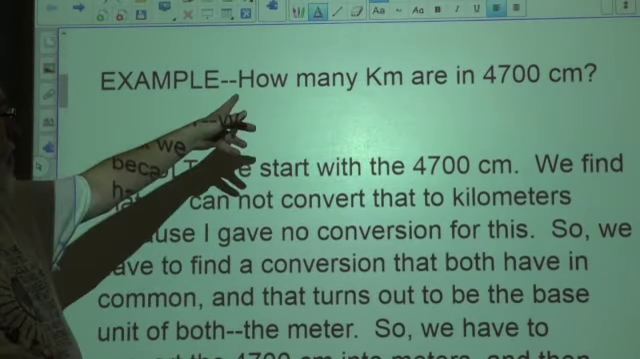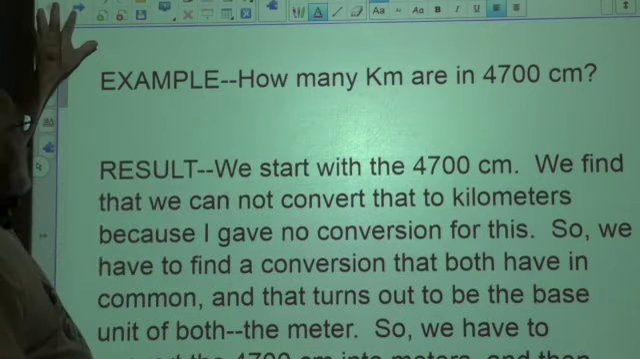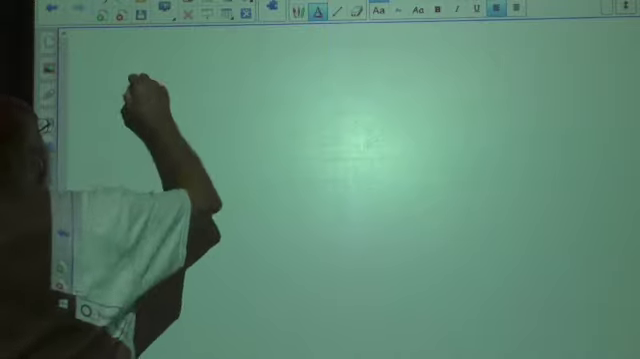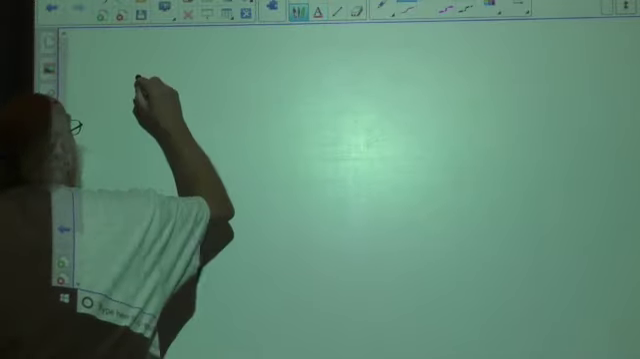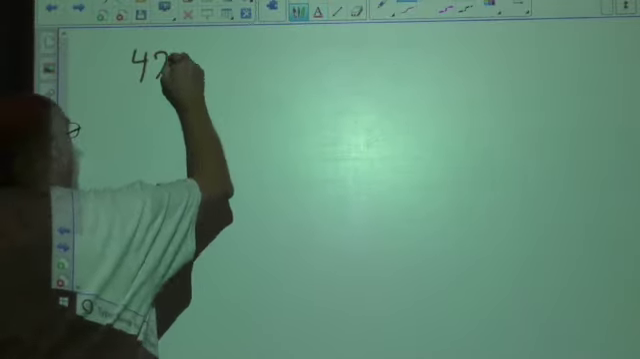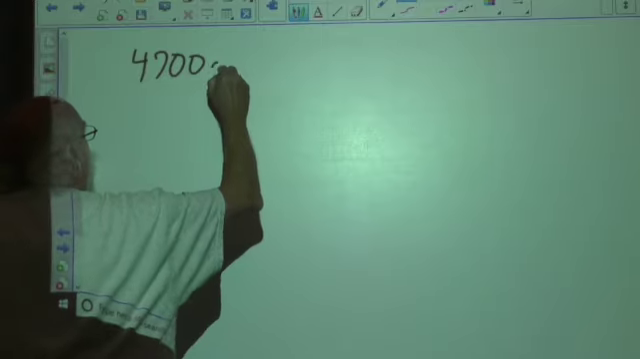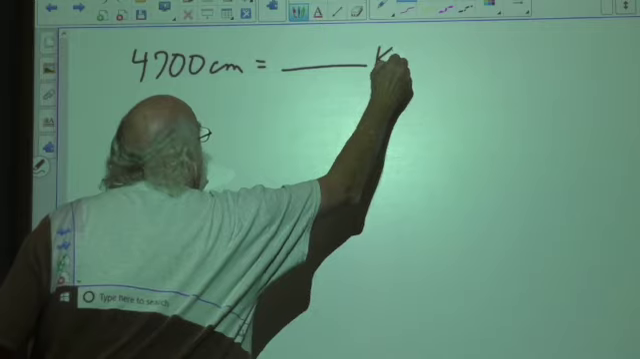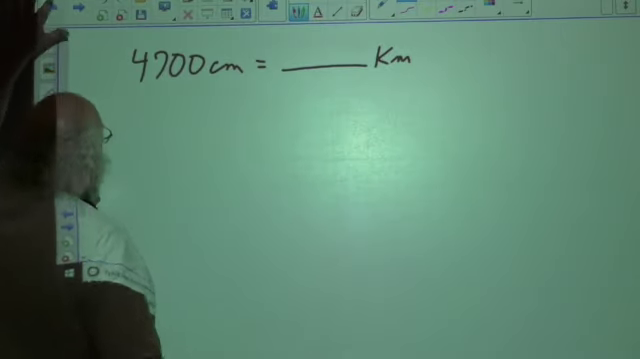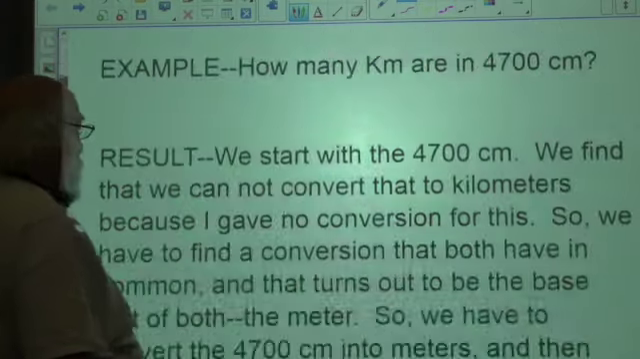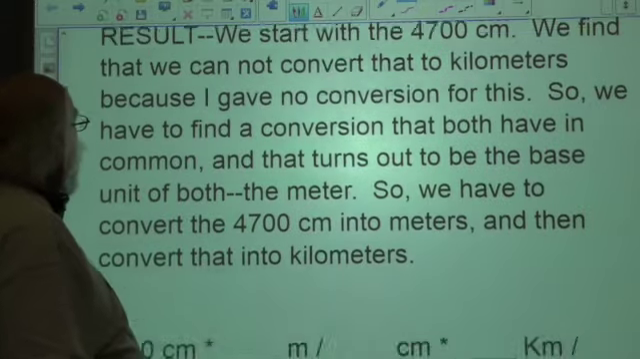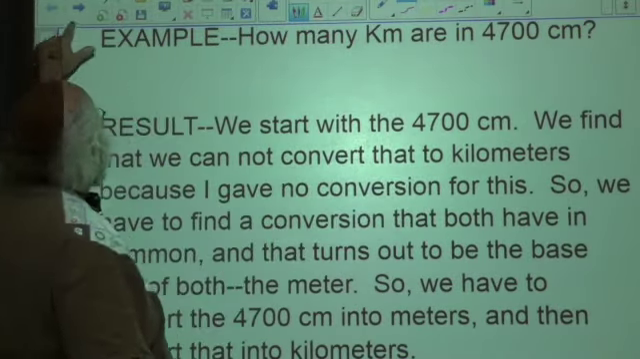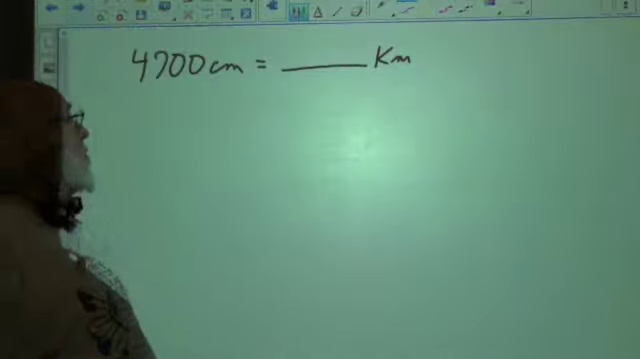First question is, how many kilometers are in 4,700 centimeters? So I have 4,700 centimeters equals blank kilometers is the question that's being thrown at us. So we're just going to convert this word problem, 4,700 centimeters into kilometers, into that form right there.